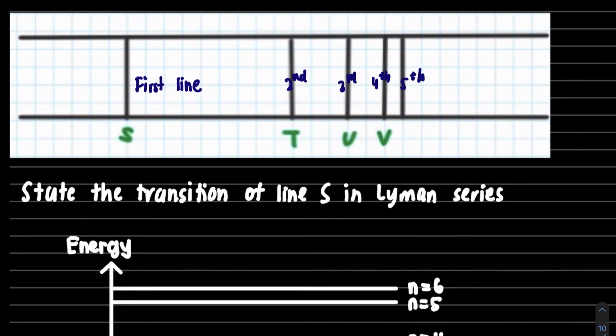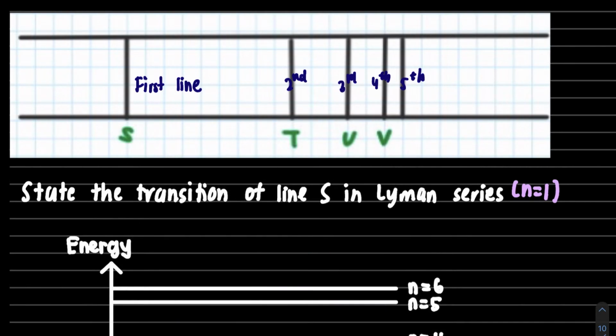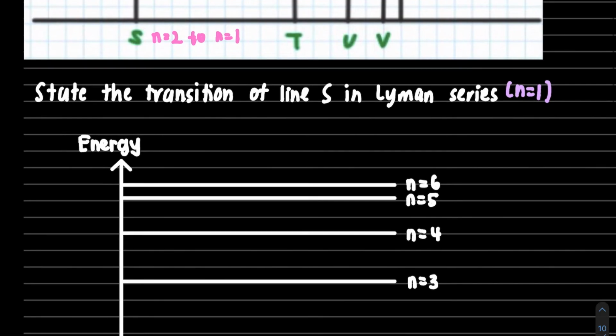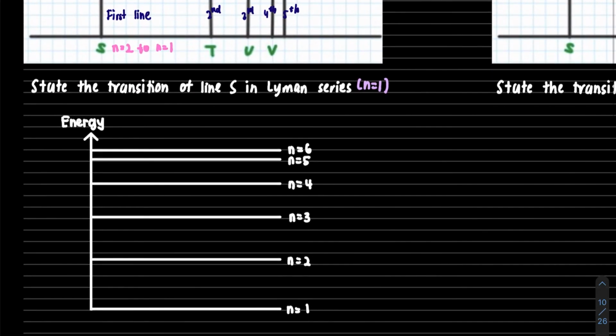Okay, state the transition of line S in the Lyman series. Lyman series means n equal to 1. So S will be n equal to 2 falling to n equal to 1. For example, if Miss wants to draw in terms of an energy level diagram, it will become from n equal to 2 to n equal to 1, and this is S.